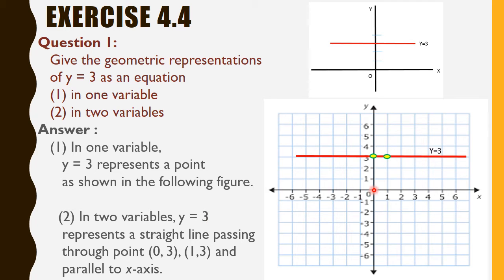So for x equals 0, y will be equal to 3. For x equals 1, y will be equal to 3. For x equals 2, y will be equal to 3. So we'll get (0, 3), (1, 3), (2, 3), (4, 3), etc. as the points on the straight line defined by the equation y equals 3.